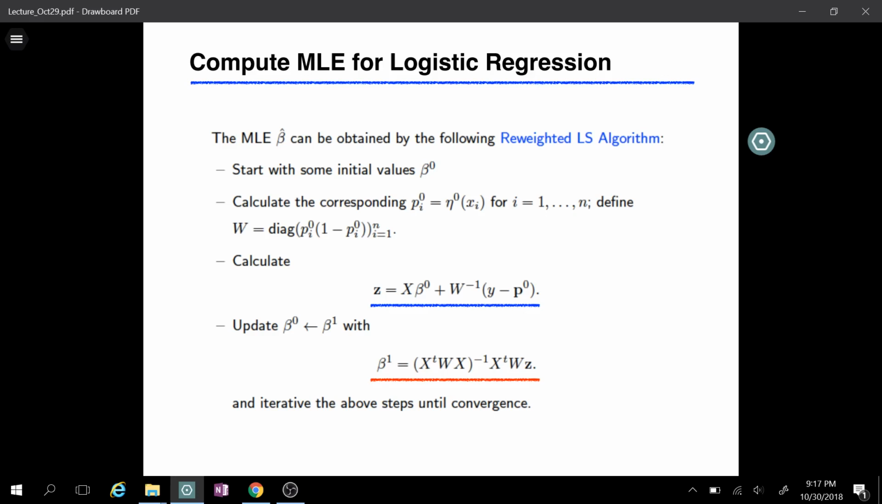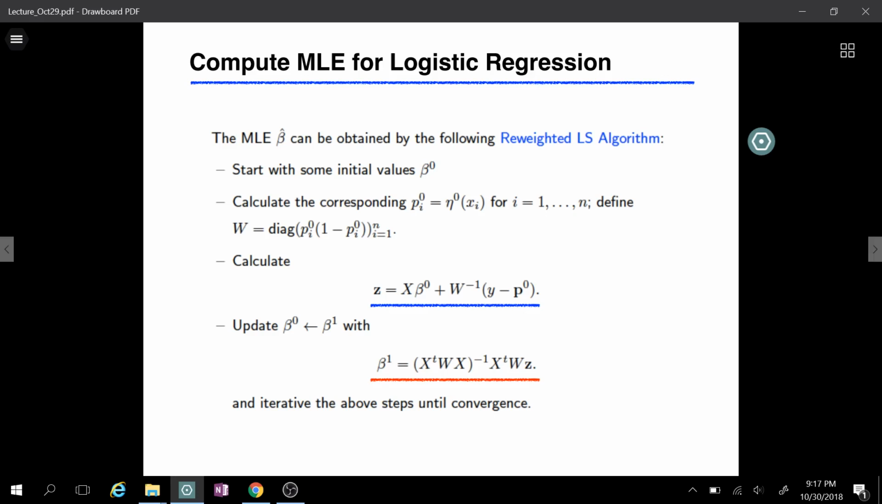So to summarize, here's how we compute the MLE for logistic regression. The log likelihood function is a nice concave function, so any local maximum will be a global maximum. We don't need to worry about getting stuck at a local optimal point. And the MLE is obtained by the following weighted least squares. We start with some initial value beta 0.